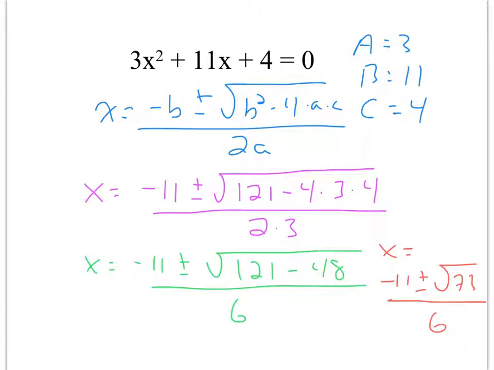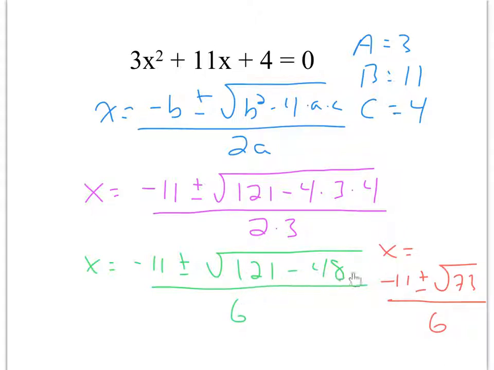Okay, what I did is I plugged in our values for A, B, and C into our formula right here. So I had X equals negative B, which is negative 11, plus or minus the square root of 11 squared, 121, minus 4 times A, which is 3, times C, which is 4, all over 2 times A, which is 3. When I simplify inside the radical, I get 121 minus 4 times 3 times 4, which is 48, all over 2 times 3, which is 6.